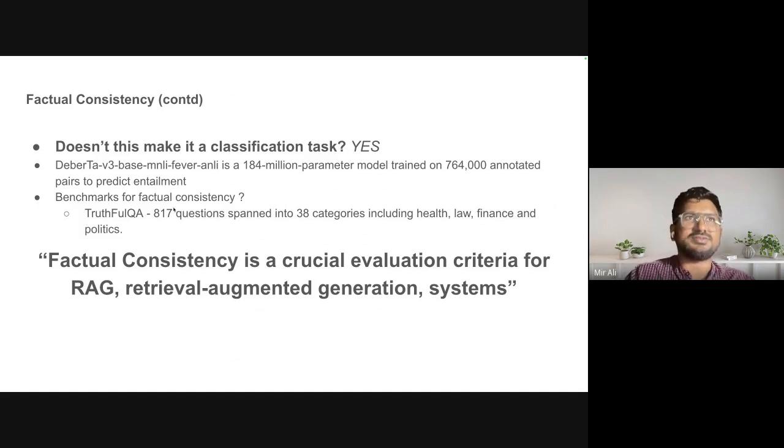Now, are there any benchmarks? Yes, there's TruthfulQA, which has 817 questions spanned across 38 categories, including health, law, finance, and politics. Factual consistency is a very crucial evaluation criterion for RAG, that is, retrieval augmented generation systems.